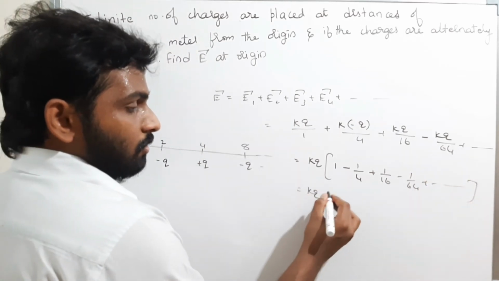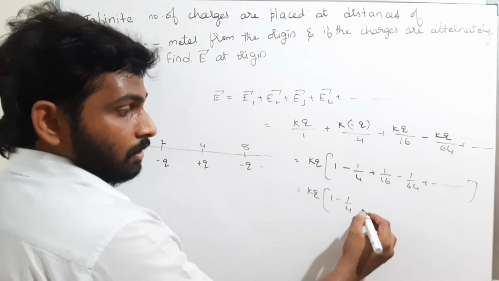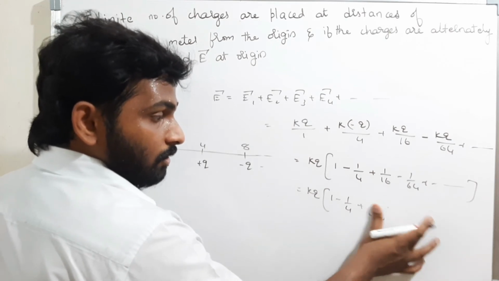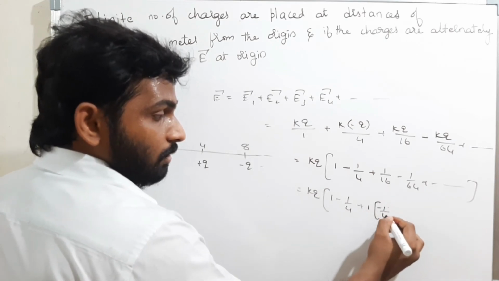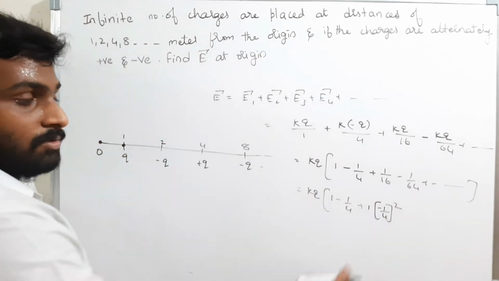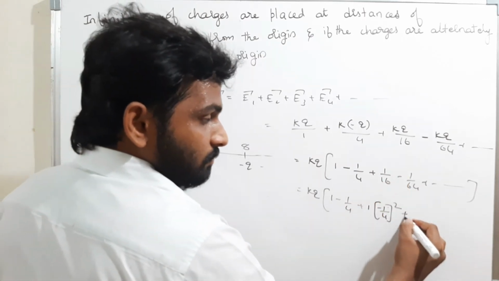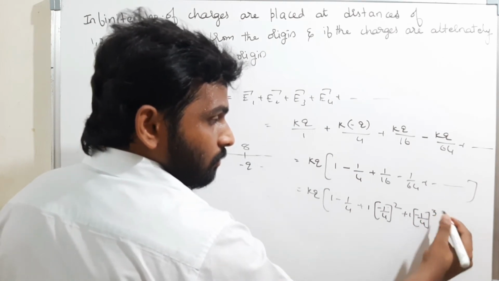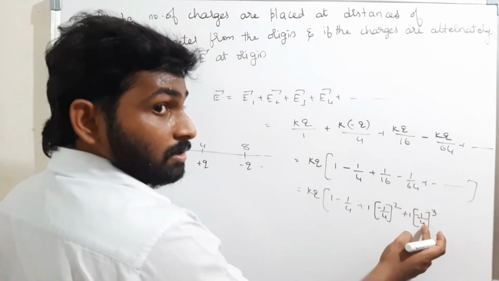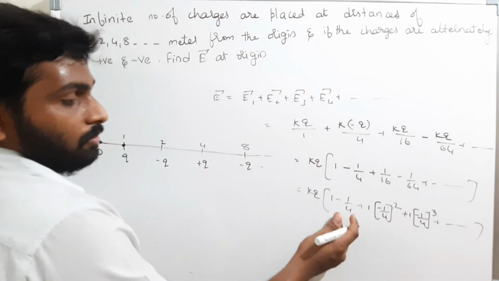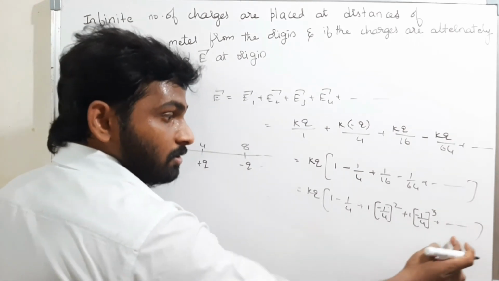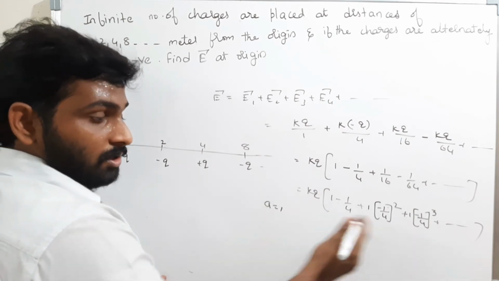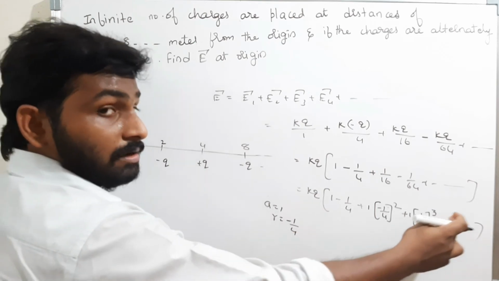That is KQ times 1 minus 1 by 4 plus, I can write it like this, 1 into minus 1 by 4 whole square, which is nothing but 1 by 16 only. Now plus 1 into minus 1 by 4 whole cube, 4 cube is 64, so minus 1 by 64, plus so on. Now this is in the form of a geometric progression. What is the first term? The first term is equal to 1. What is the common ratio? The common ratio r is minus 1 by 4, and it goes to infinity.